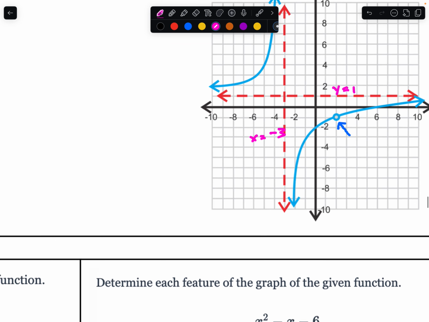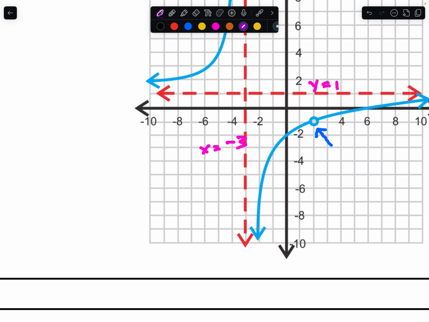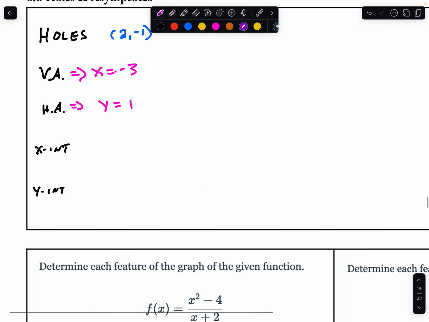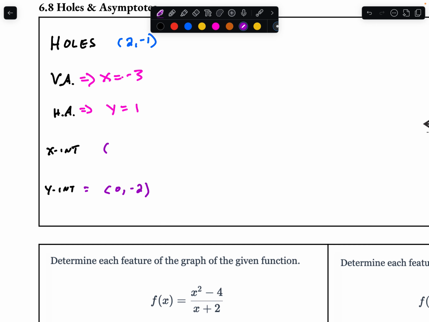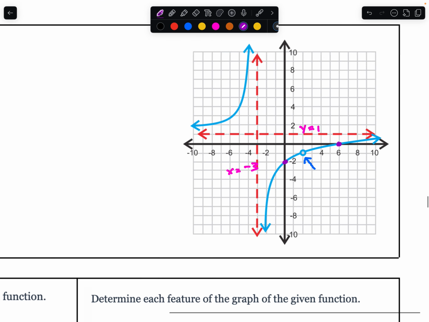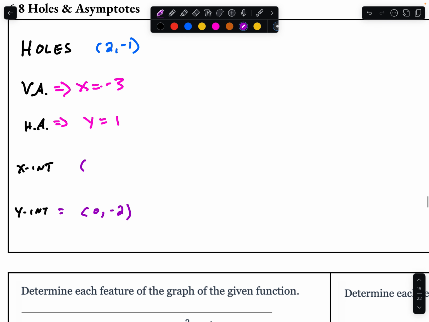And then if we take a look at some other information here, I can see that right there is our y-intercept. So our y-intercept is at 0 comma negative 2. And then our x-intercept hits over here at 6. So we can say our x-intercept is right here at 6 comma 0.